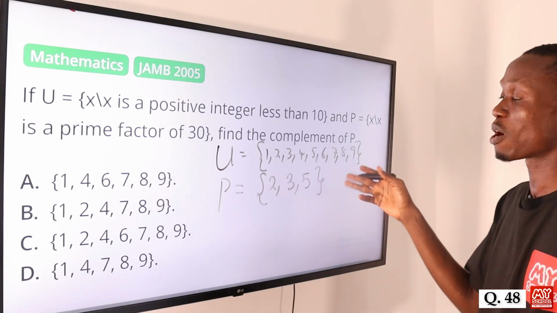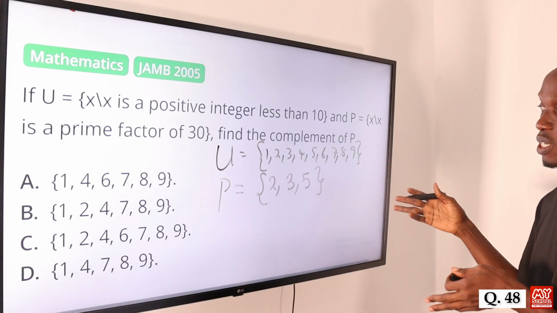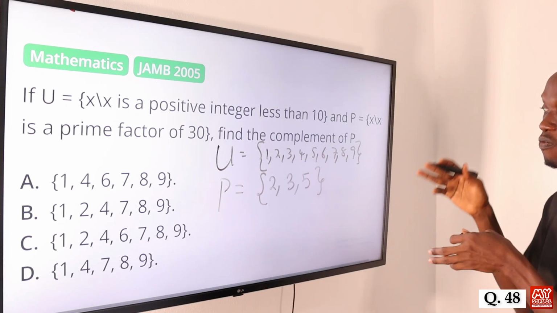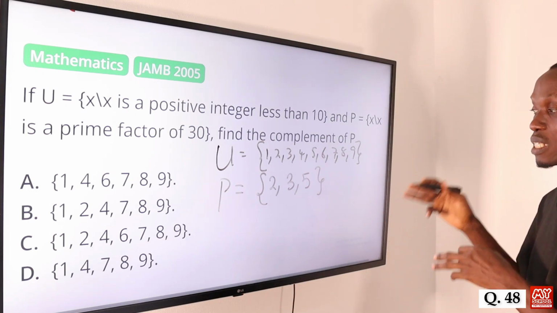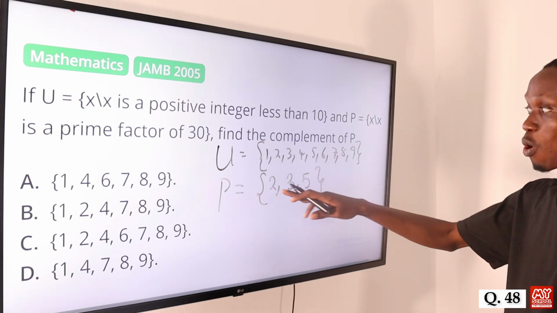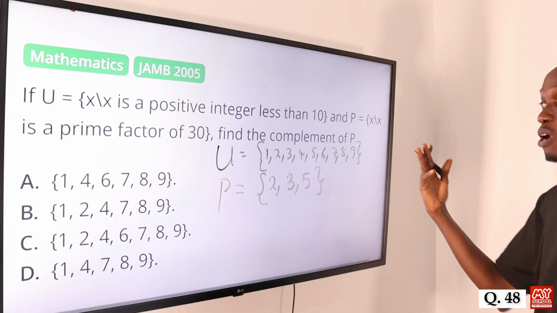What they actually mean by prime factors are simply those factors of 30 that each has just 2 factors. Prime numbers are numbers that have only 2 factors. So these are those factors, numbers that can divide 30, that have only 2 factors. So they are referred to as prime factors.